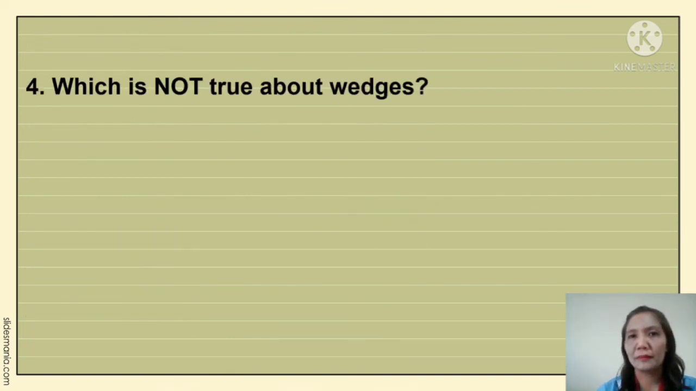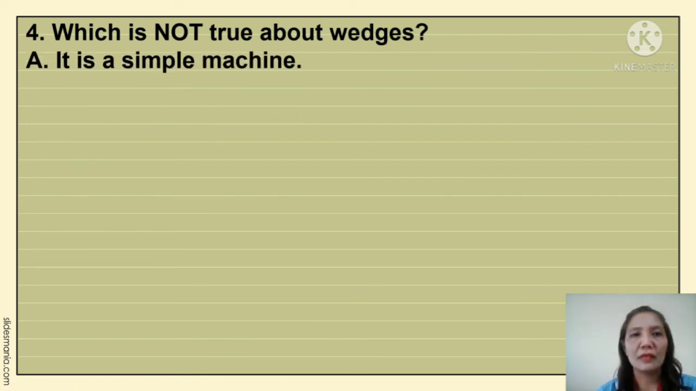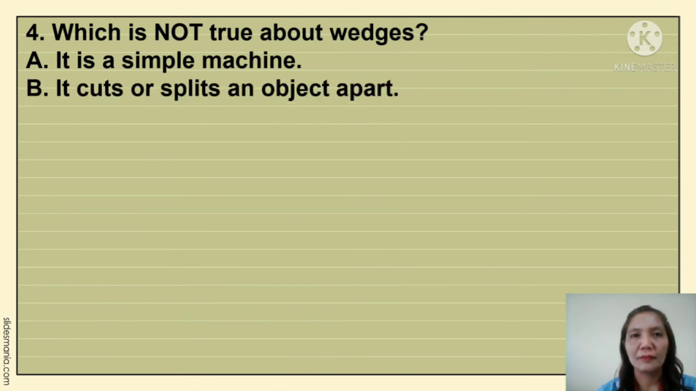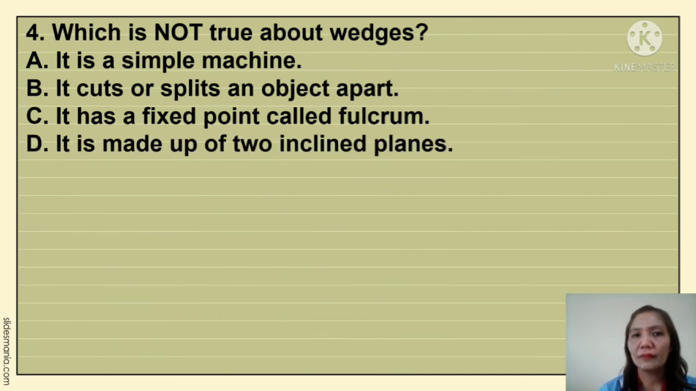Number 4. Which is not true about wedges? Letter A. It is a simple machine. Letter B. It cuts or splits an object apart. Letter C. It has a fixed point called fulcrum. And letter D. It is made of two inclined planes.